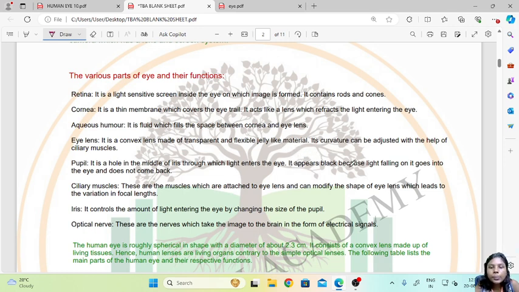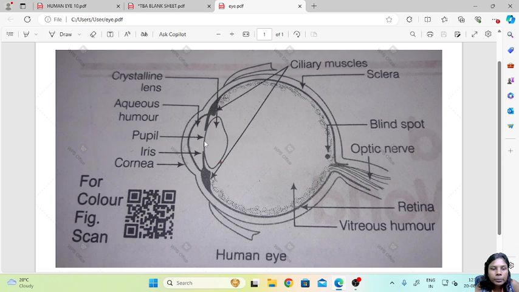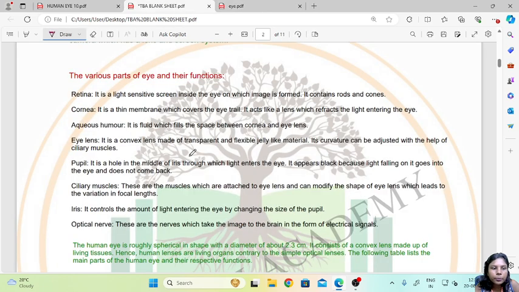It appears black because light falling onto it goes inside the eye and it does not come back. So this part appears mostly black. If we look very carefully at our eyes, we can see that black region. Now why is it black? Because the light that enters over here goes inside and it does not come back. So that is the reason why we can see this region as black.